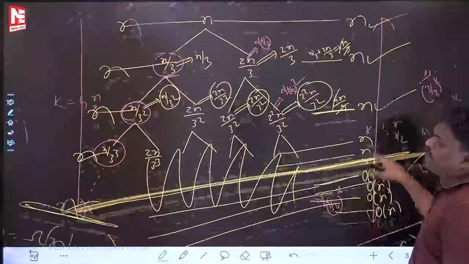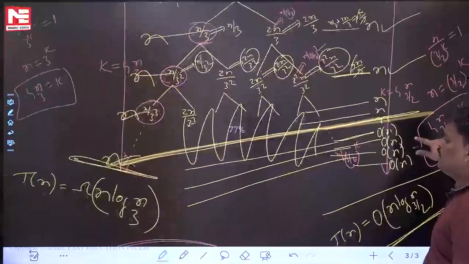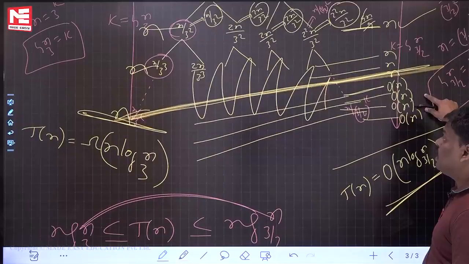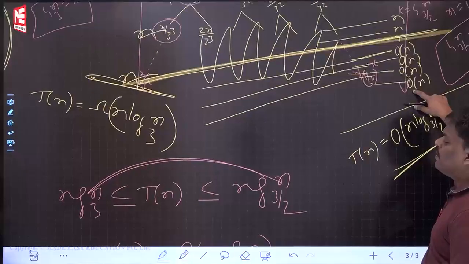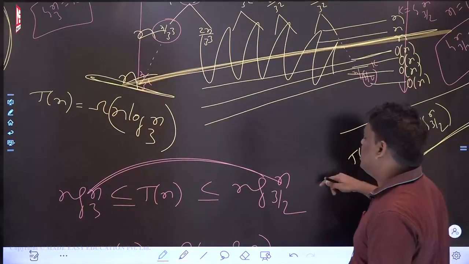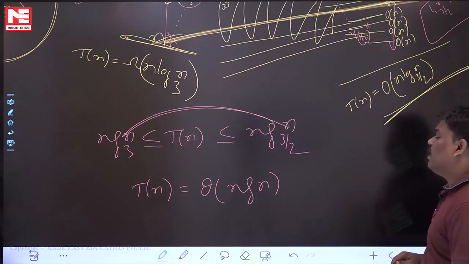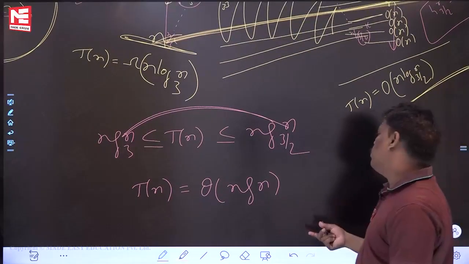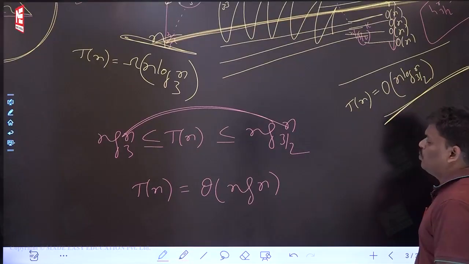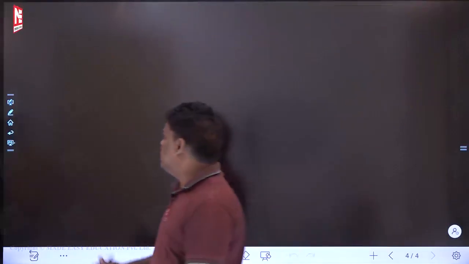So binary tree is key. I am thinking that you are almost okay. Some people are asking, left and right are not equal, how can you say theta? Left and right differ by only a constant. That is the reason I am saying theta. Otherwise, I may not say that. Final answer: Tn is theta of n log n. Base 3 also you can keep. Base 3 by 2 also you can keep. Both are correct. Right. See the next problem.